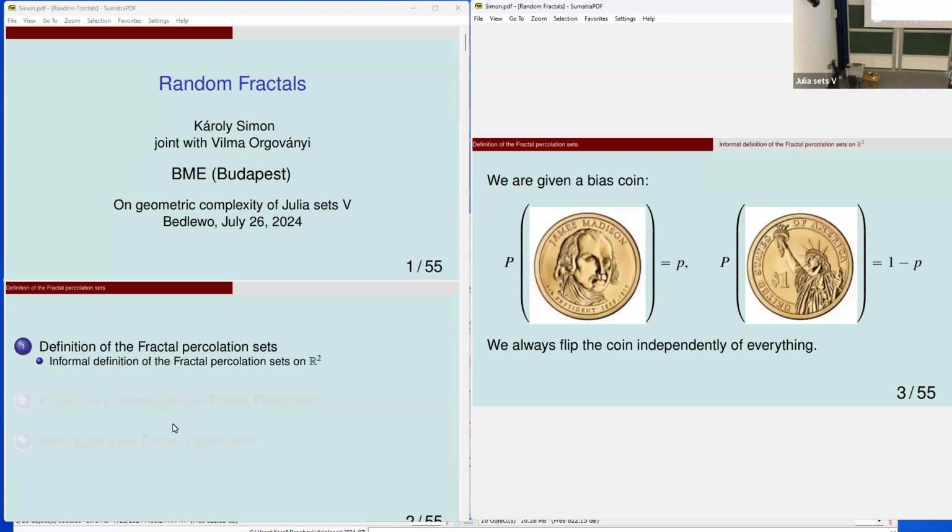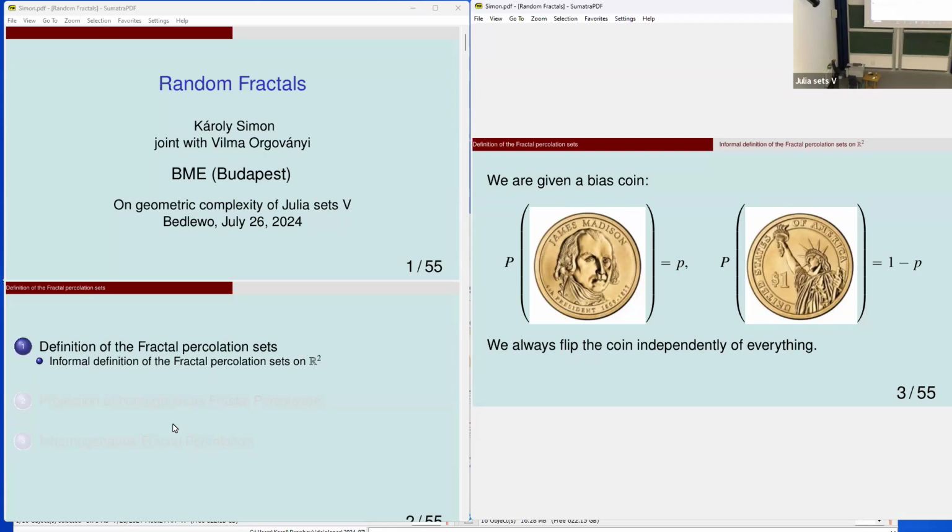What I'm going to talk about are random fractal sets, and this randomness is generated by coin tossing. So imagine that we have this coin, which is a biased coin, as you can see. On the left-hand side there is James Madison, and on the right-hand side the Statue of Liberty. The probability that when you flip the coin you get James Madison is p, and this p will be a very important parameter.